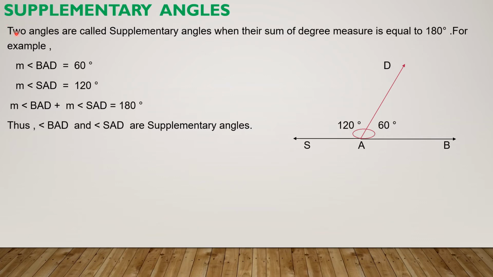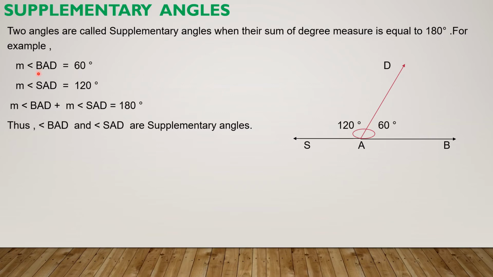Supplementary angles. Two angles are called supplementary angles when their sum of degree measure is equal to 180 degrees. Got it? If you have two angles just like this, one angle is of 60 degrees, the other angle is of 120 degrees. If both have a sum of 180 degrees, such angles are called supplementary angles. Two angles are supplementary if their sum is 180 degrees.